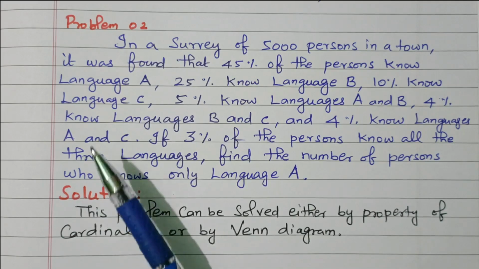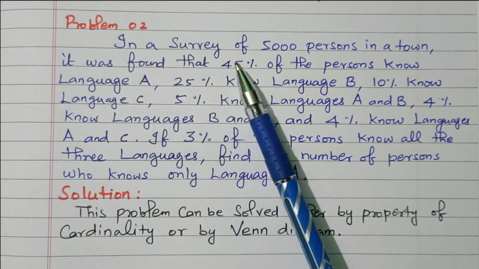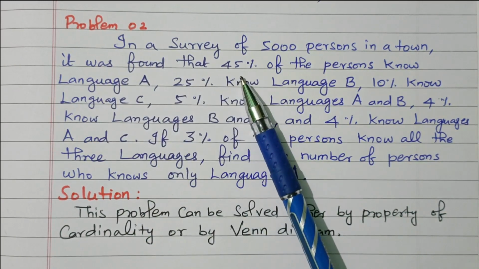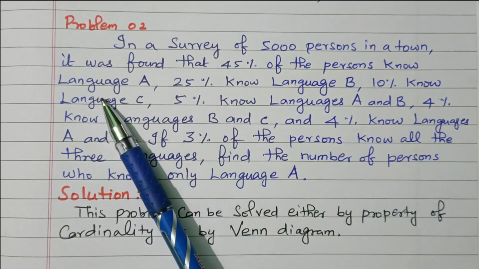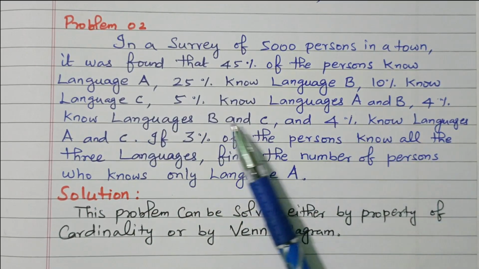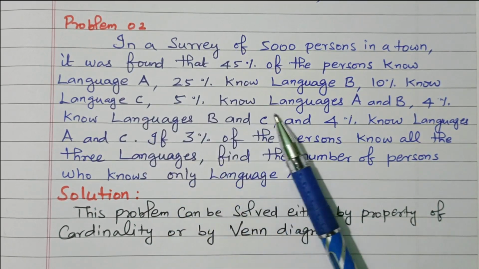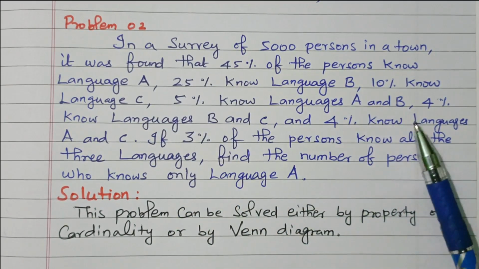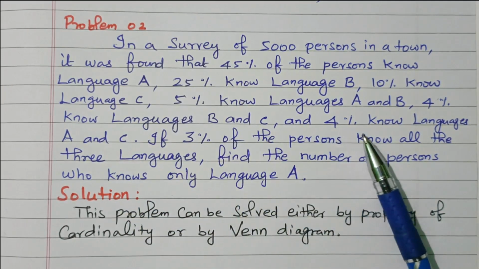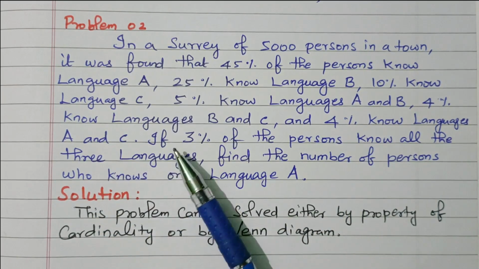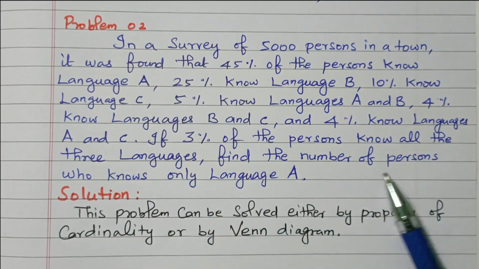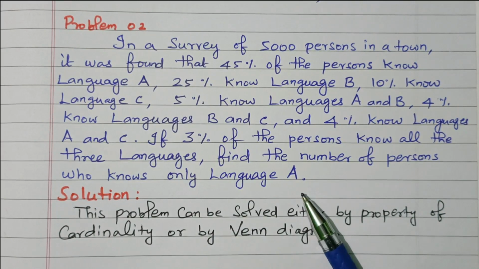Now we'll go to the topic. We'll see the problem. In a survey of 5,000 persons in a town, it was found that 45% of person know the language A, 25% know language B, 10% know language C, 5% know languages A and B, 4% knows languages B and C, and 4% knows language A and C. If 3% of person know all three languages, find the number of person who knows only language A, right?